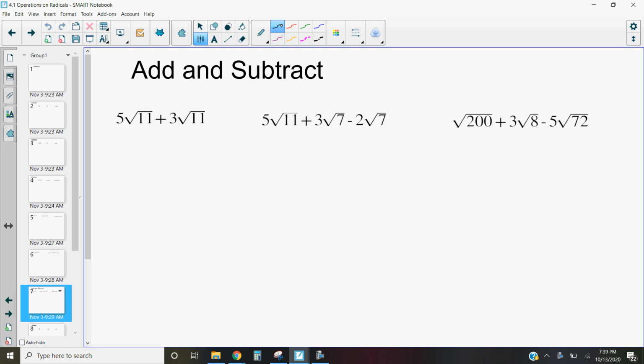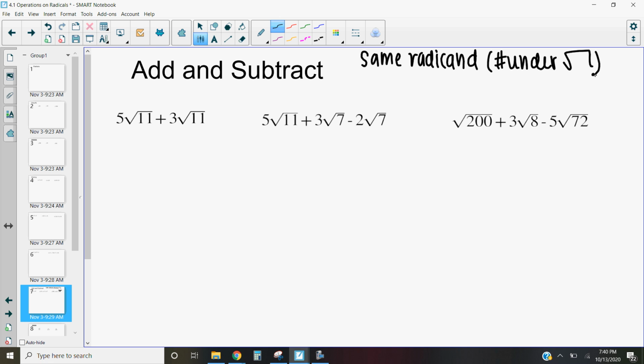The biggest thing about adding and subtracting radical numbers that we want to be aware of is we can only add and subtract them if they have the same radicand. That radicand is the number under our square root. So the only way for us to add and subtract them is if they have that same number underneath. If they have the same number underneath, then all we have to do is add the numbers in front, or add those coefficients.